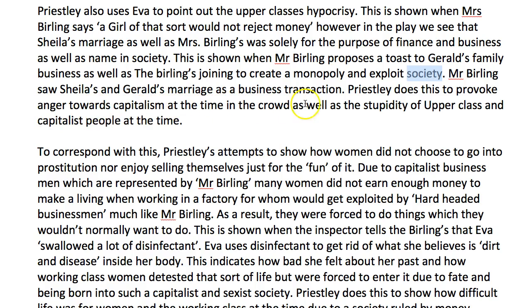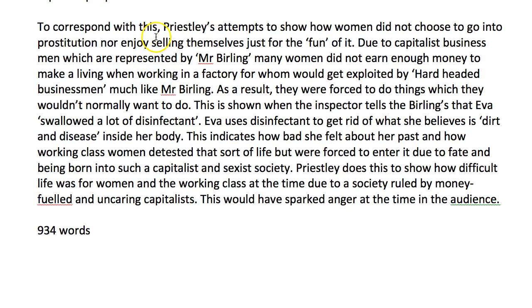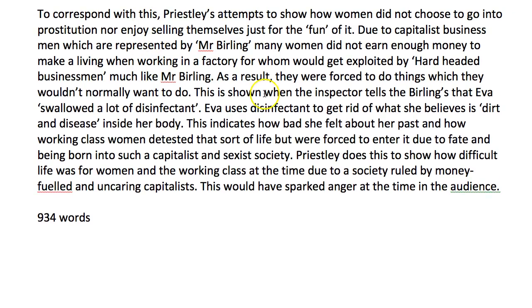At the time, in the crowd, I don't really know what you mean by that, and I don't think you need it, as well as the stupidity of upper class and capitalist people at the time. To correspond with this, well, this is your last paragraph. It ought to be a conclusion. In your conclusion, you're going to finish with a quotation with any luck, and you're going to look outwards towards the future. Let's see how you do.